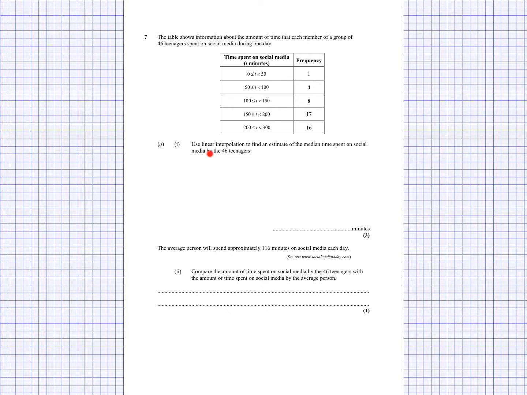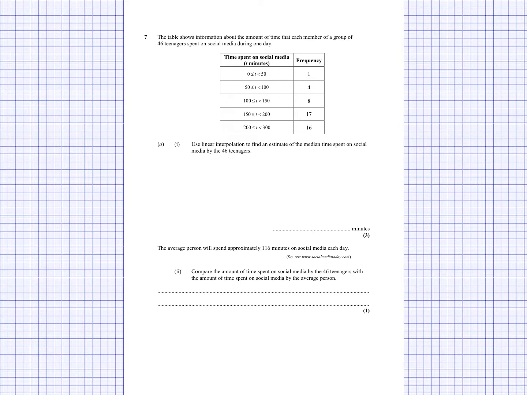It says here, use linear interpolation to find an estimate of the median time spent on social media by the 46 teenagers. Okay, so if there are 46 teenagers, we're going to split that, and we're going to find what the middle number is. So half of 46 would be 23. Okay, so we want to go to the 23rd position. Now this is an even number, but it's okay. 46 is fine, and if we go to 23, that will be fine.